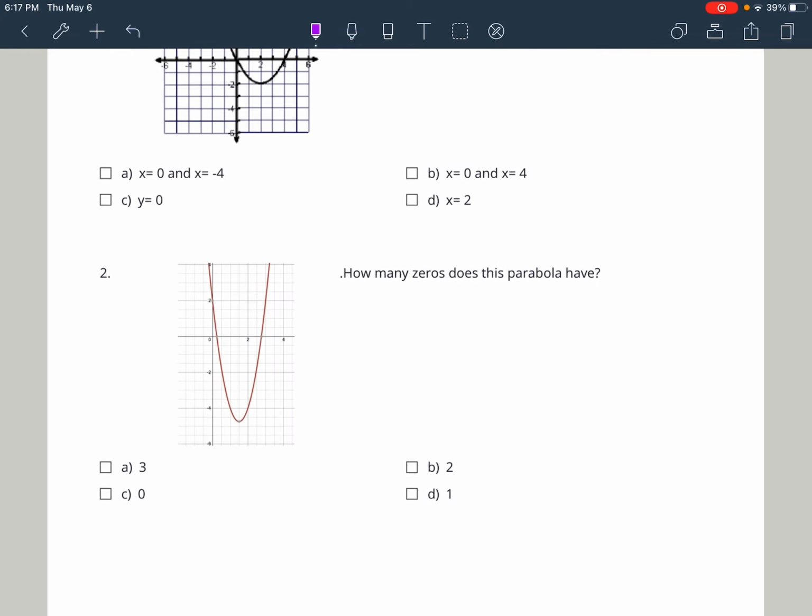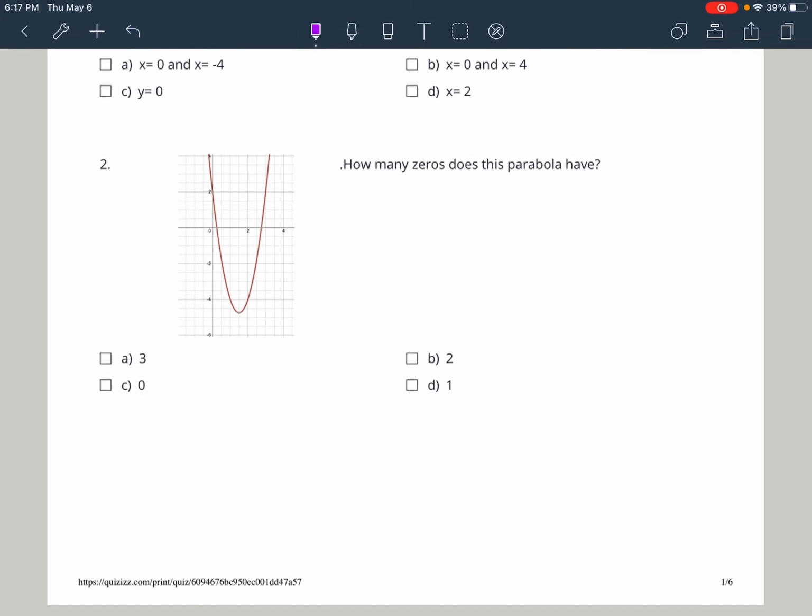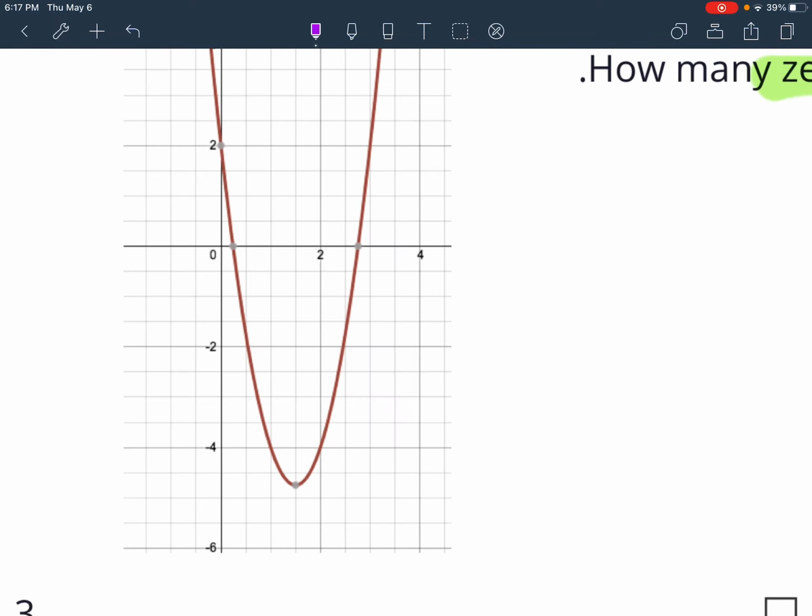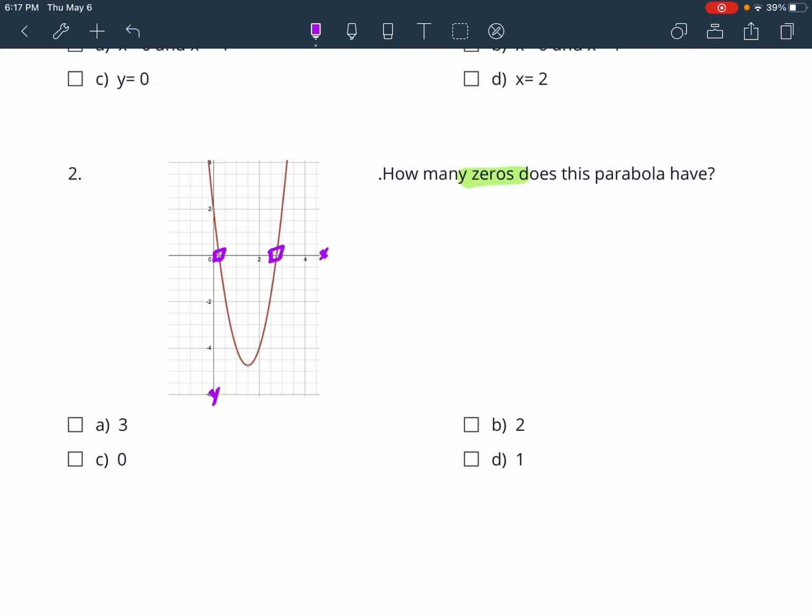So remember, I'm doing the evens, right? So number 2. How many zeros does this parabola have? Remember, zeros are the x-intercepts. So wherever it crosses the x-axis. So here's my graph. That's the x-axis. This is the y-axis. It crosses it right here 1 time. It crosses it 2 times. So how many zeros do I have? We have 2 of them. And that's it. You're done.